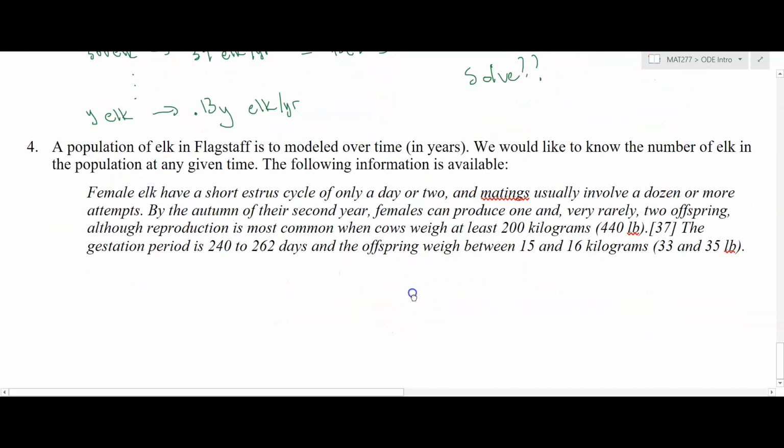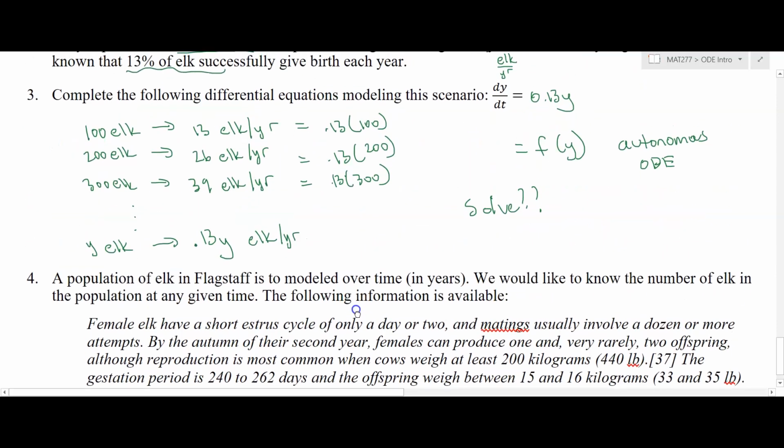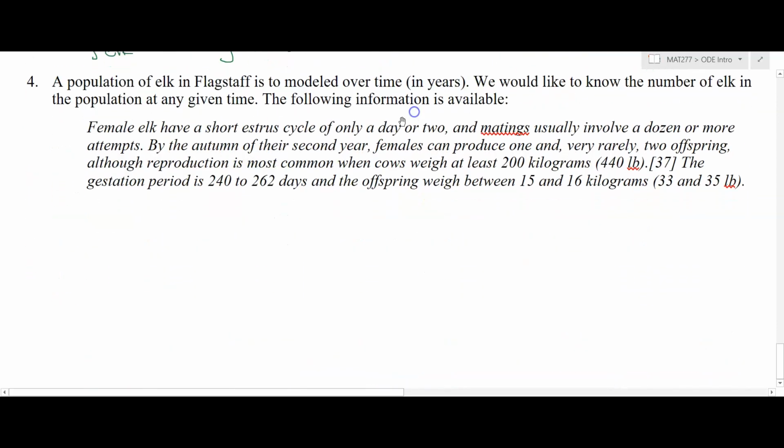Let's look at a more complex modeling situation. How do we realistically model? How do they know that it's 13%? So suppose a population of elk in Flagstaff is to be modeled over time in years. We would like to know the number of elk in the population at any given time. The following information is available.